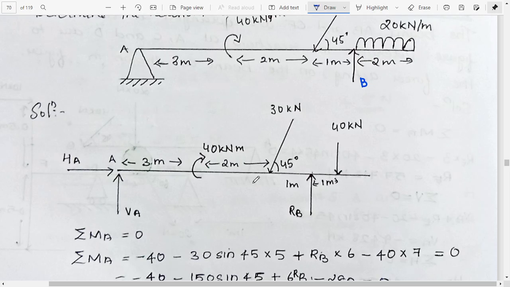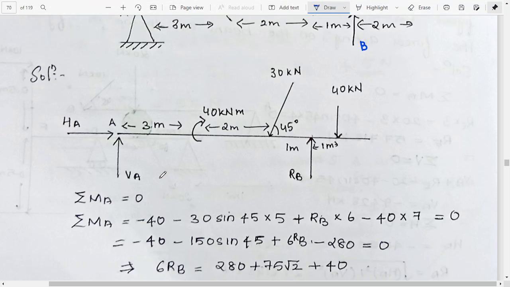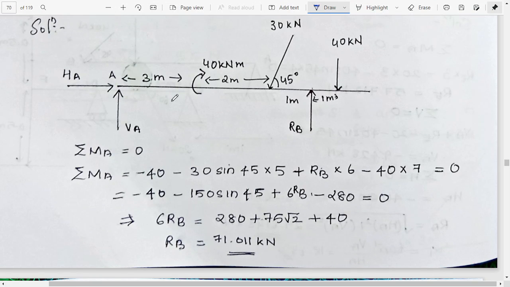So in these cases what we do is that we take the moment first, summation of moment first, because from that we can isolate these two values and just find the value of RB. After finding RB, it is simple to find the value of VA and HA. Or else if you are finding the values of summation V and summation H, there will be a lot of unknown values. That is why we are taking summation of MA first.